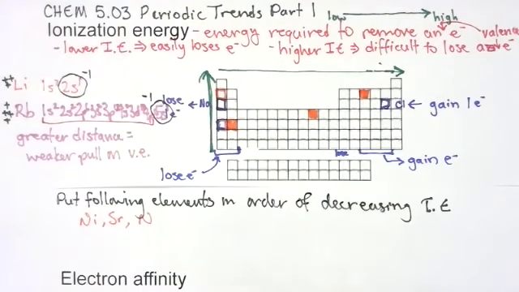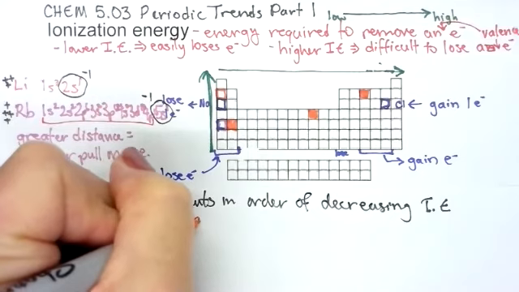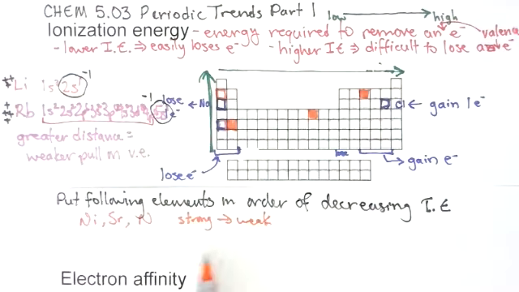So the first thing I have to do is locate these guys. The second thing is I have to understand if I'm decreasing, I want the strongest, so I want to go from the strongest to the weakest. So I have to read the problem right. So I want the strongest to the weakest.